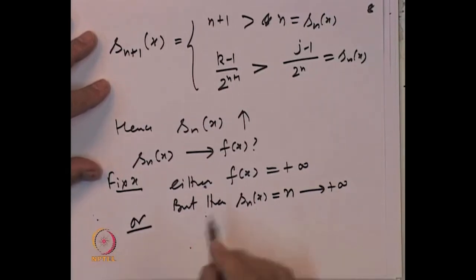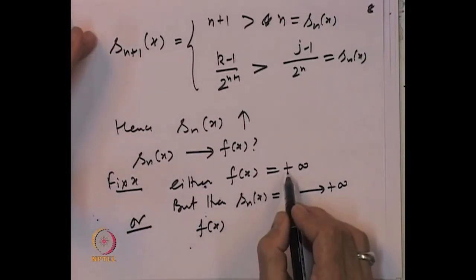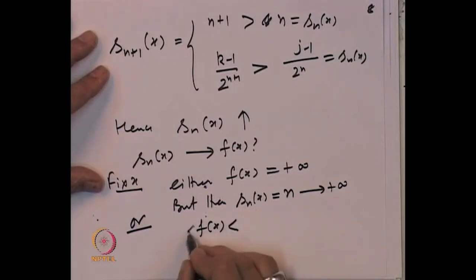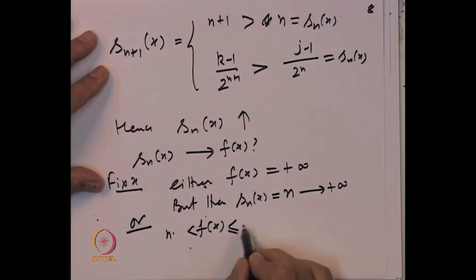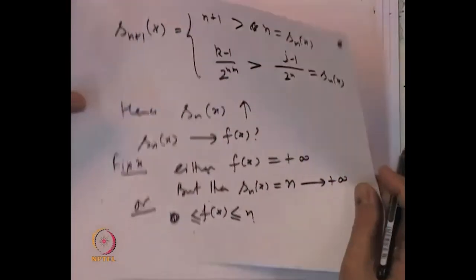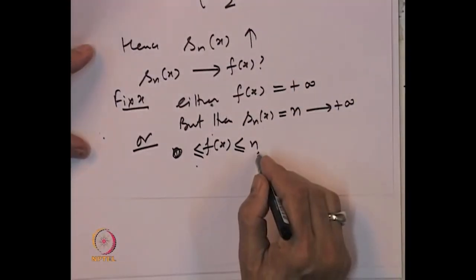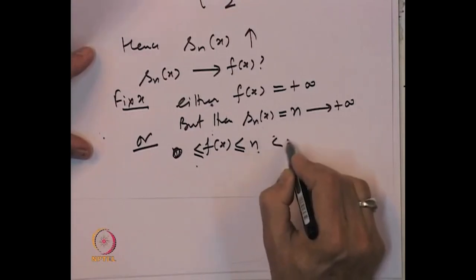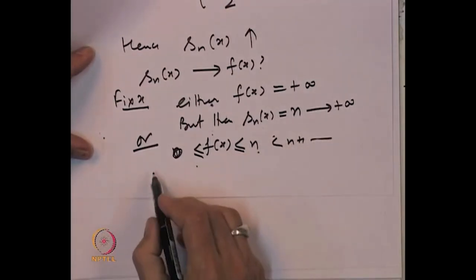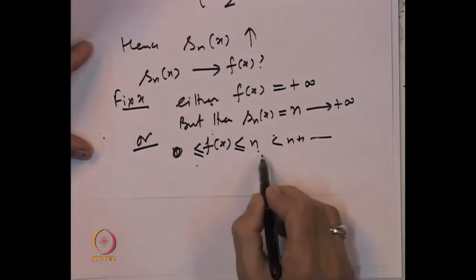Or what is the second possibility? f of x is not infinity, that means it is a real number. So it will lie between some 0 and n, less than or equal to n. So in that case there exists an n so that this is happening. Okay. So that also will be less than n plus 1 and so on. And what is Sn of x in that case?